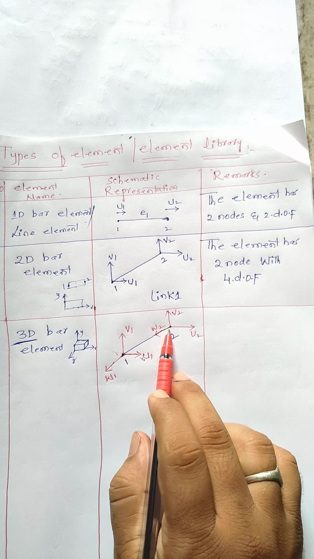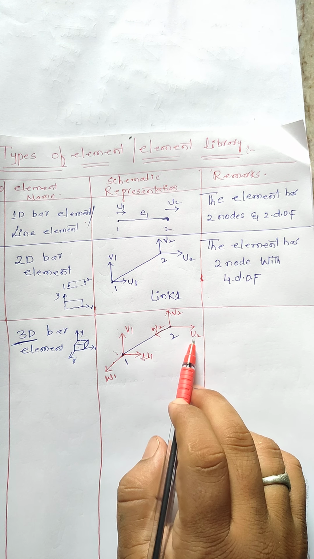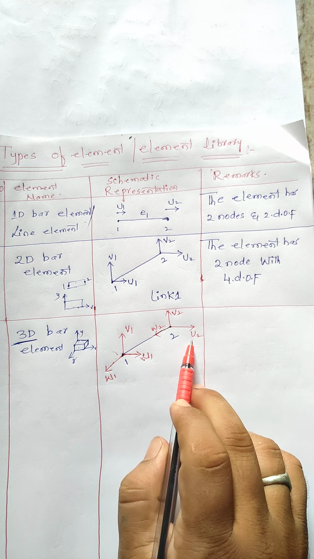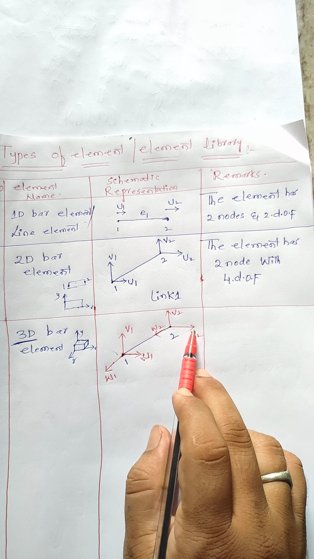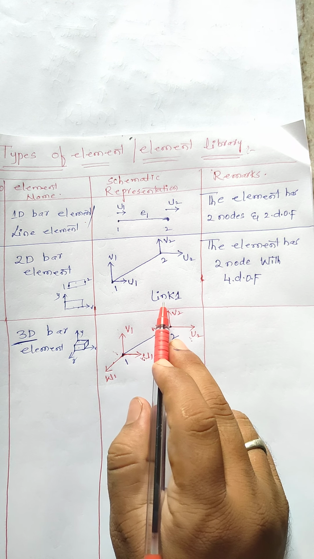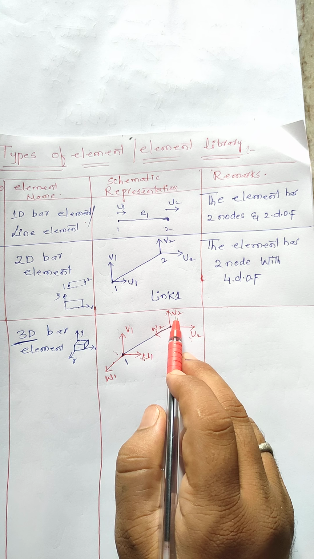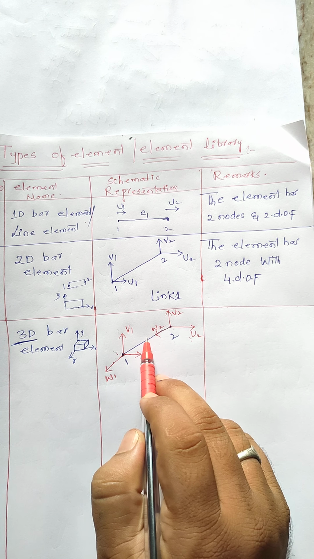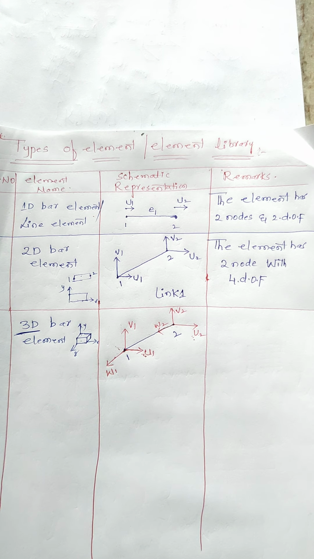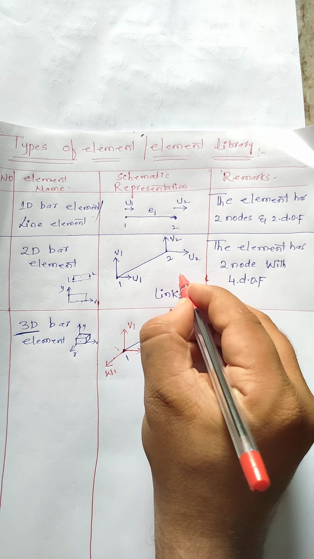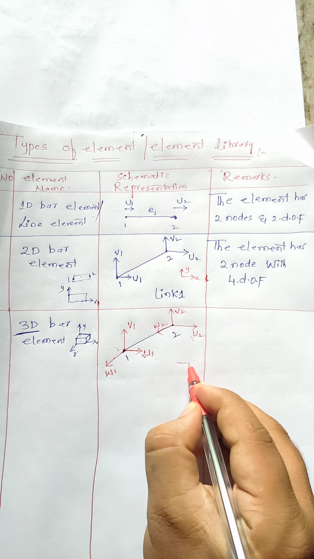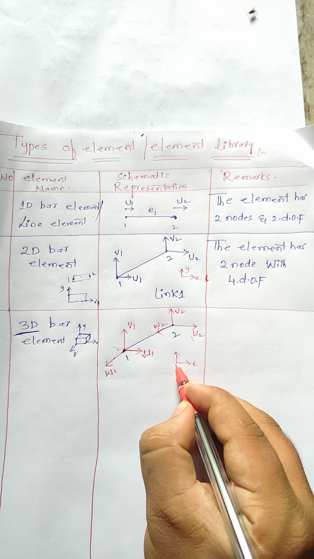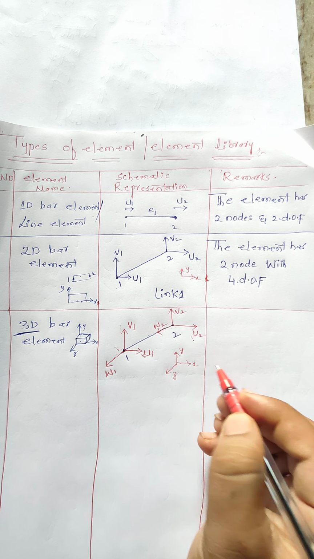And what about node 2? Where is the displacement acting? At the point 2, u2. Displacement u2 is acting in the x direction. Displacement in the y direction is v2. Displacement in the z direction is represented by w2. Is it right? This was for 2D, meaning x direction, y direction. What about this one? X direction, y direction and z direction.